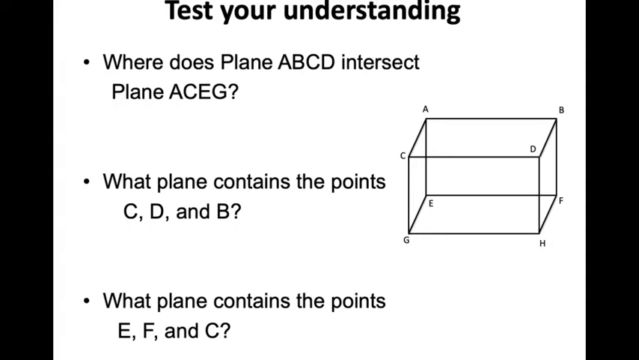Some understanding about geometry: where does the plane ABCD intersect the other plane ACEG? Here. And then what plane contains the points C, D, and B? And then bear in mind the definitions of planes and points and lines. What plane contains the points E, F, and C? See what you get with that. So I'm not giving you answers for this. It's for you to practice and just to test your understanding.